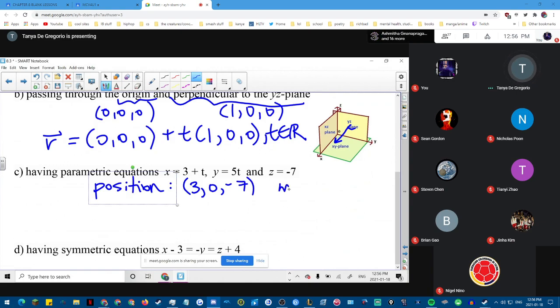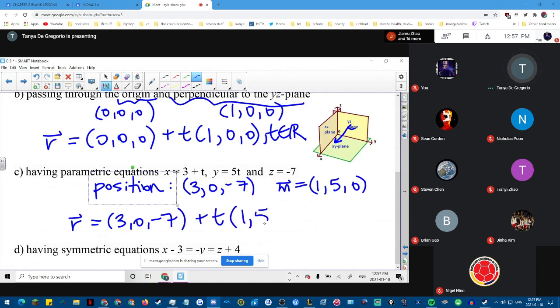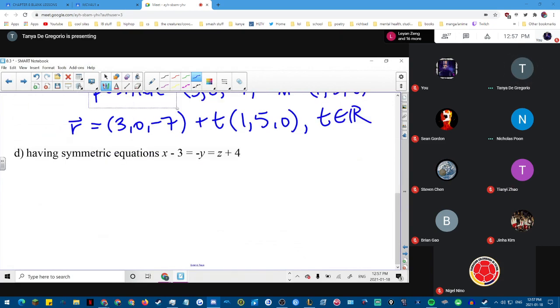What's my direction vector then? 1, 5, 0. Yes. Excellent. Remember, our direction vector is always multiplied by T. And so now we can just write this as first our position vector plus T times the direction vector. Cool. Are there any questions? Okay. You guys are still with me? Yes. Excellent. Okay. So now I want to write symmetric equations for this.